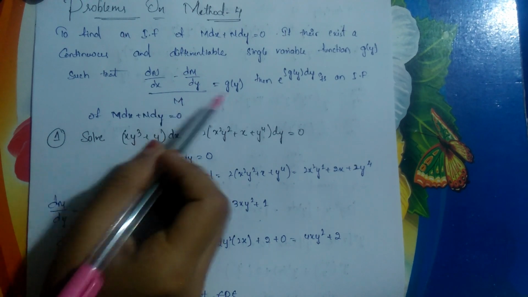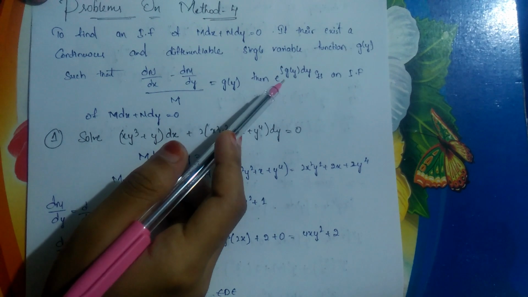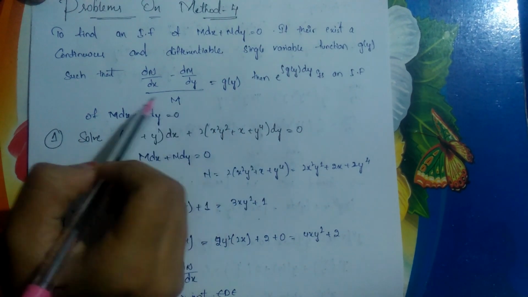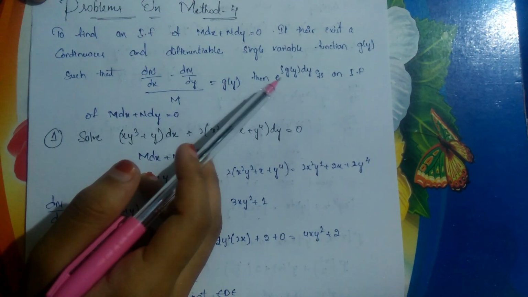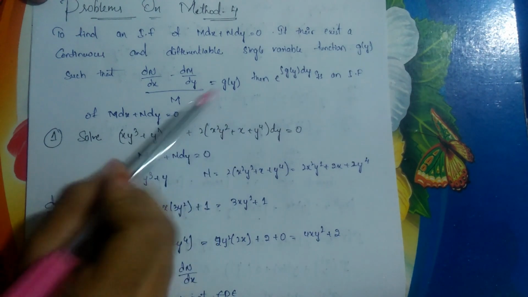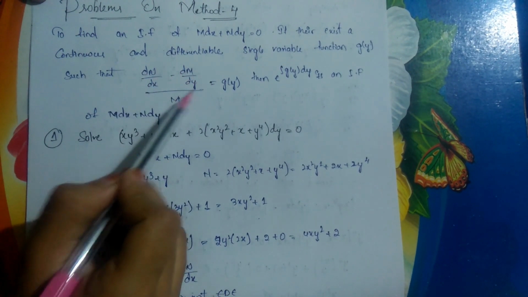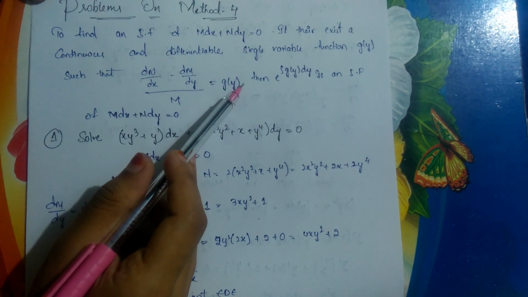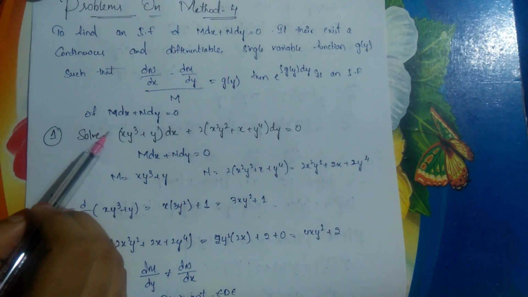So, when we solve these, we get a function in terms of the y variable. Then e power integral of g of y dy is an integrating factor of M dx plus N dy equals 0. So in this case we use this e power integral g of y dy as the integrating factor. When we use this formula, we get g of y, that means a function in terms of the y variable. So let's see two problems on this method.